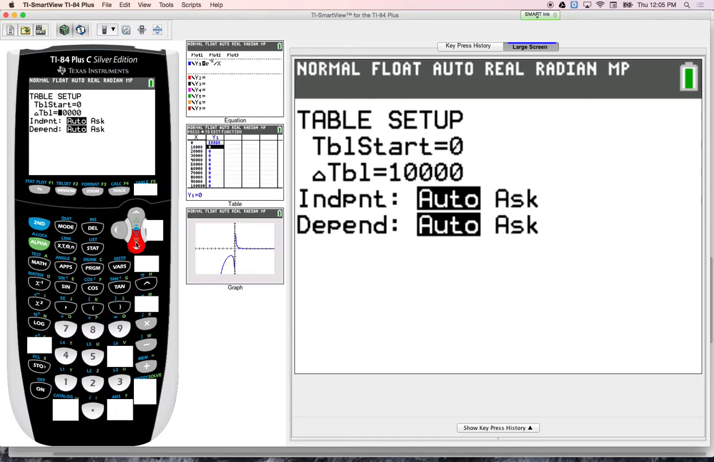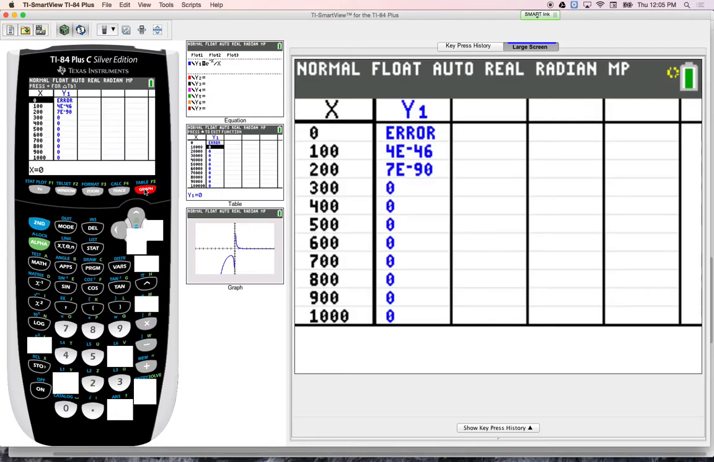Instead of going up, because it's getting close to 0 so fast, you don't need to go very far to see what happened. Change that to 100, sorry. Come on, calculator, keep up with me. Go back to the table, and look at it, 100 is 4e negative 46. That's already 46 decimal places. That means 45 zeros in front of that 4. And then it goes 7e negative 90. It almost doubles the decimal values.